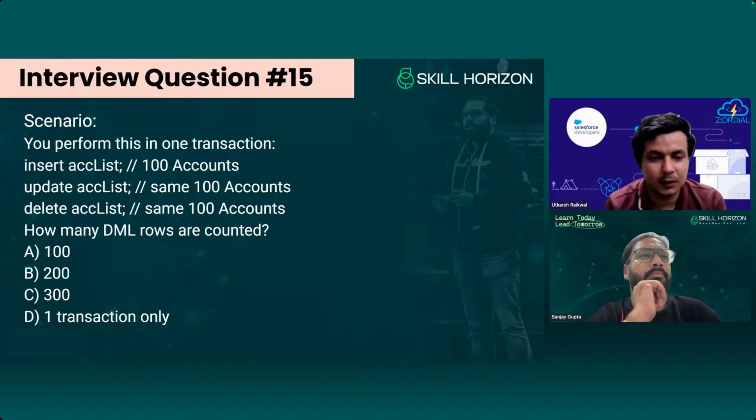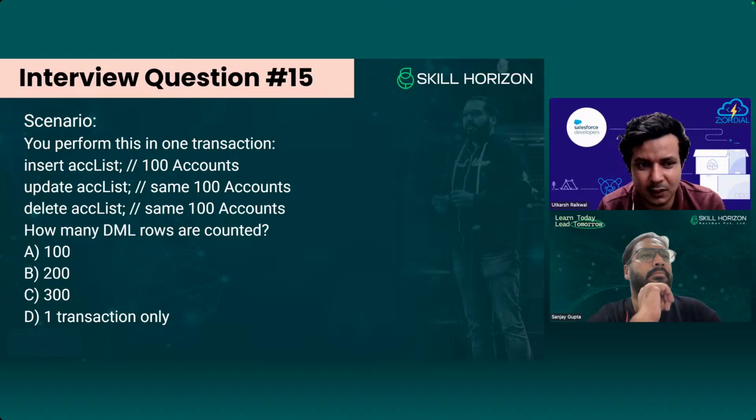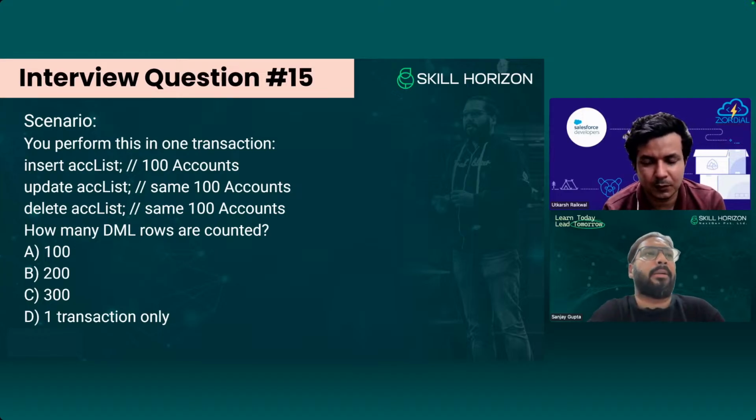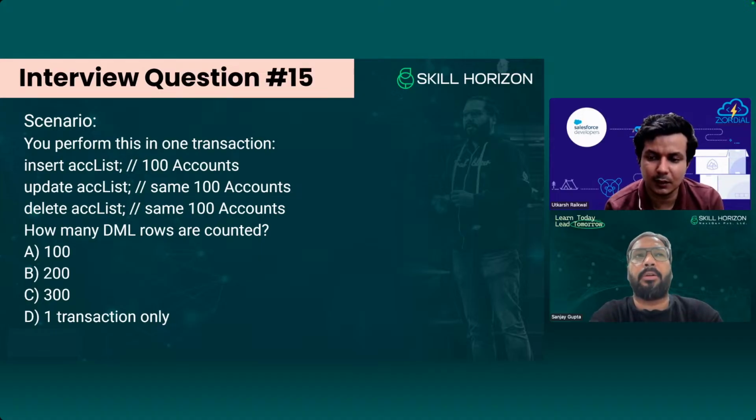So it will run only the ACC list will insert, and then ACC list will update, and then ACC list will delete it. That will happen in only one transaction. And if we execute all three together, like insert, update, delete, altogether in one go, like we have three statements written in a method and we are executing them in one go.